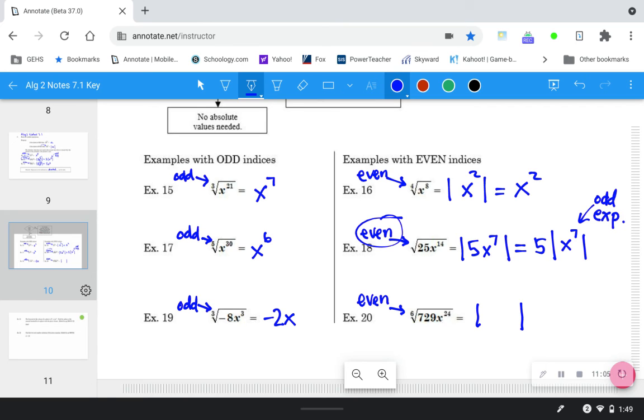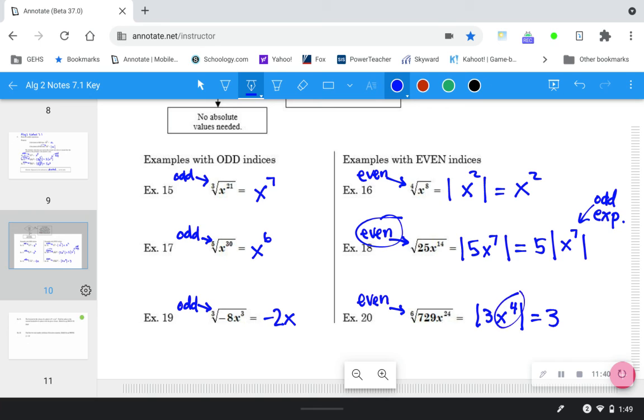Okay, the sixth root of 729. If you've got a graphing calculator, a TI-84, you're going to type 6, math, 5, 729. It should give you 3. Okay, so 3, and then x to the 24 divided by 6 would be 4. And both of those are going to represent positive numbers, the 3 because it's just a positive number.